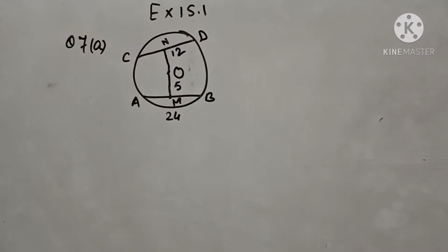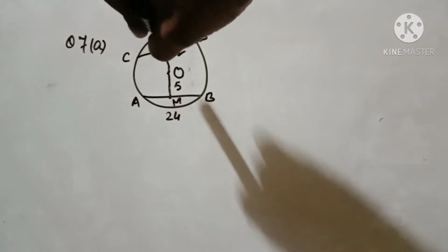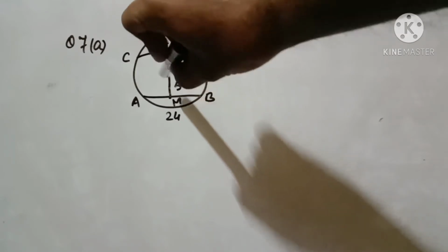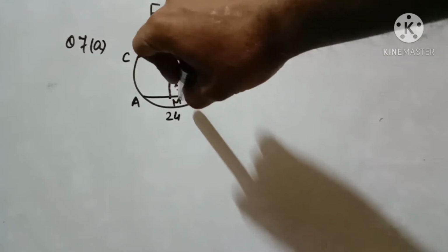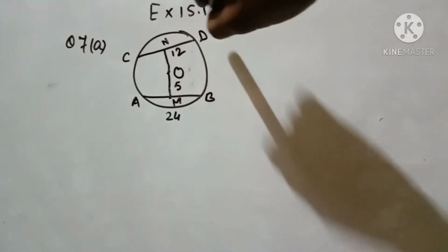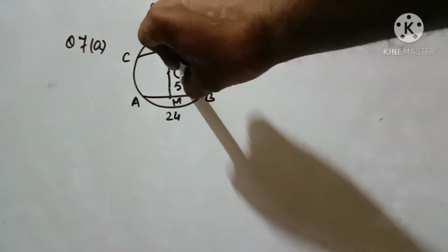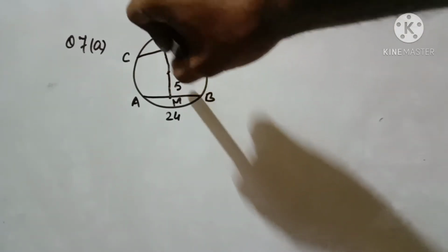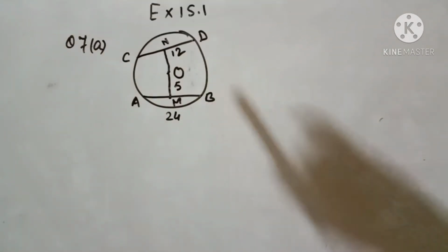Starting from exercise 15.1, question number 7a, it is given that in the figure below O is the center of the circle. AB and CD are two chords. OM is perpendicular to AB, and ON is perpendicular to CD. Here AB is given 24 centimeter, OM is given 5 centimeter, and ON is given 12 centimeter. Find the radius of the circle and the length of the chord CD.